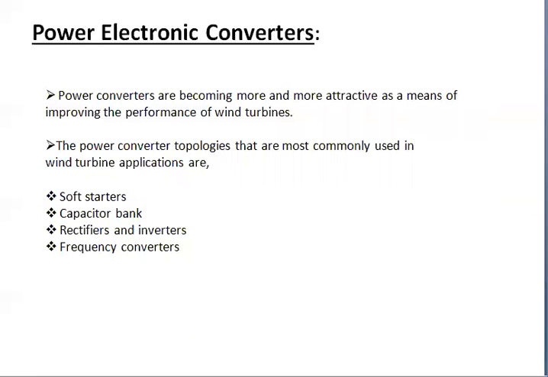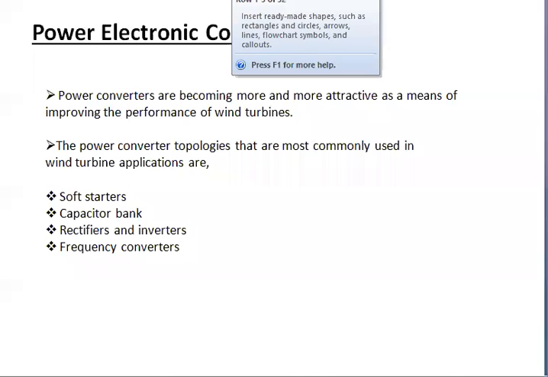Next, coming to the power electronic converters, here the power electronic converters are becoming more and more attractive as a means of improving the performance of wind turbines. The power converter topologies that are most commonly used in wind turbine applications are four in total. Those are soft starters and capacitor banks, rectifiers and inverters, and frequency converters. These four are the main power electronic converters which are used in wind turbines.